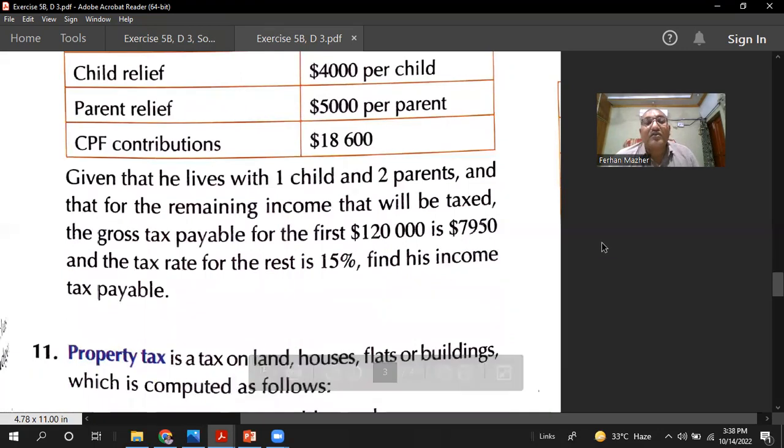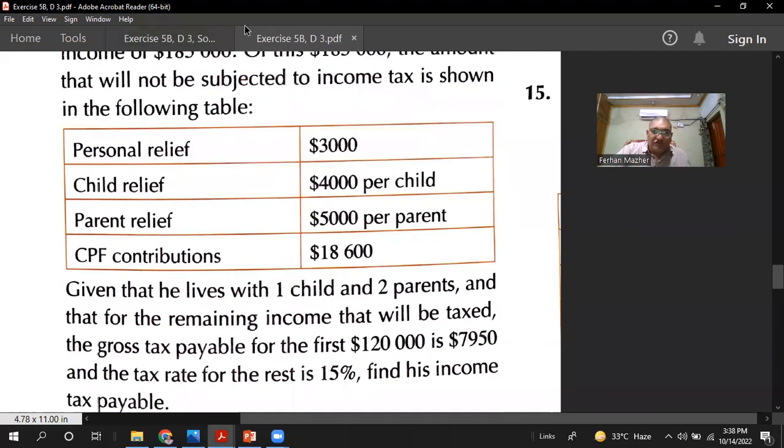that will be taxed, the gross tax payable for the first $120,000 is $7,950, and the tax rate for the rest is 15%. Find his income tax payable.